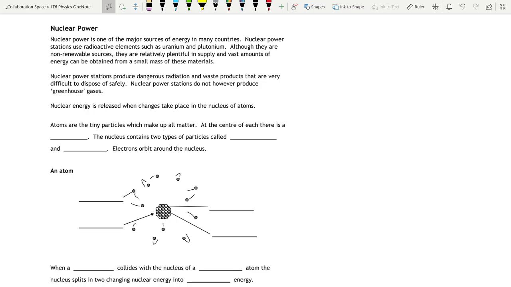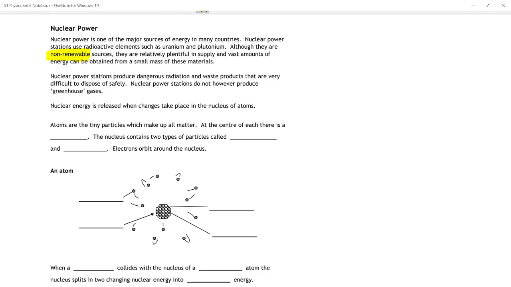Although they are non-renewable sources, you need to remember that they are non-renewable, they are relatively plentiful in supply, and you can get an awful lot of energy from just a very, very tiny amount of these materials. Nuclear power stations, however, do produce dangerous radiation and waste products that are difficult to dispose of. Quite often they're buried in concrete or at the bottom of a lot of water. Otherwise, you might get irradiated. So nuclear power stations do not produce greenhouse gases, though. Okay, so they're dangerous in other ways.